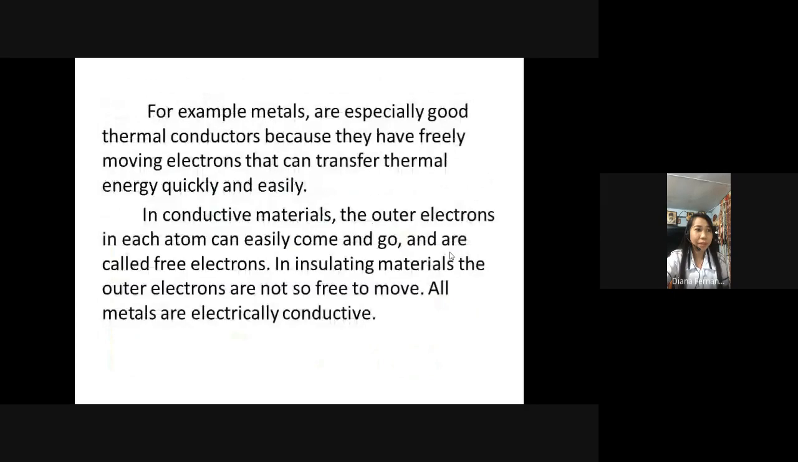Bakit kaya? May idea ba kayo? For example, metals are especially good thermal conductors because they have freely moving electrons that can transfer thermal energy quickly and easily. So, meron silang mga freely moving electrons. Okay? Ang tawag sa mga bagay na kinakapitan o dinadaluyan ng kuryente at ng init ay mga conductors. Yung mga bagay naman na hindi dinadaluyan ng kuryente ay tinatawag na insulators. Tandaan niyo yan, mga bata.